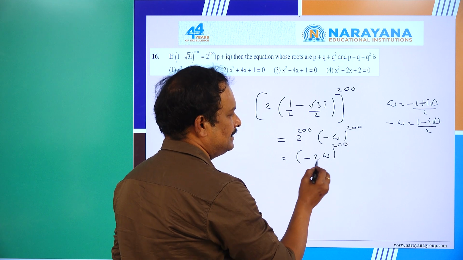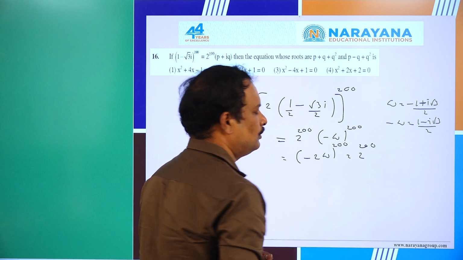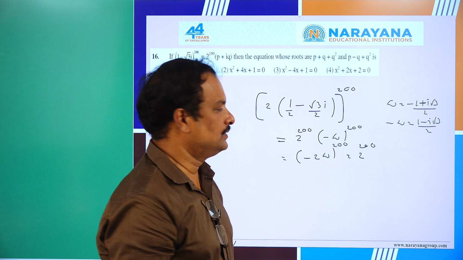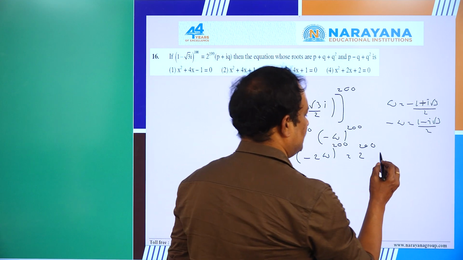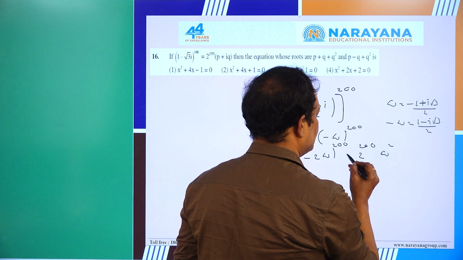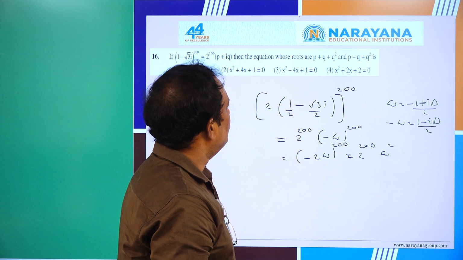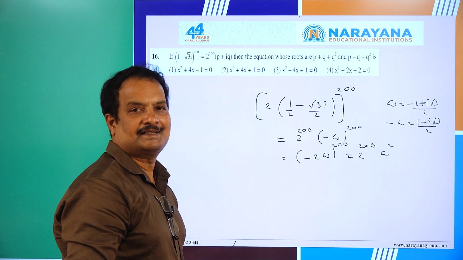Minus 2 power 200 is 2 power 200 only. Next, omega power 200: omega cube is 1. So, obviously if you write this as omega power 198 into omega square, very clearly this is finally only omega square. So, in this case, 2 power 200 into omega square, but that was given as equal to what? 2 power 199 into (p plus iq).